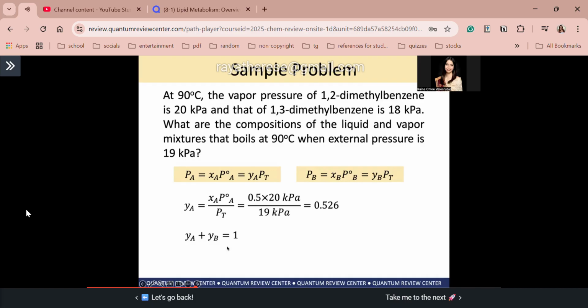Guys, simply, again, the mole fraction of A in the vapor phase plus the mole fraction of B in the vapor phase is just equal to 1. So YB is simply equal to 1 minus YA. So 1 minus 0.526, that is equal to 0.474. So the mole fraction of component B, 1,3-dimethylbenzene, is 0.474 or 47.4% in the vapor phase.